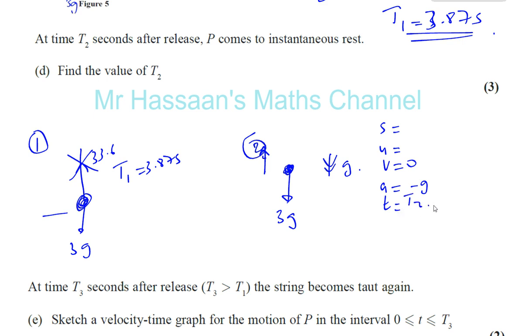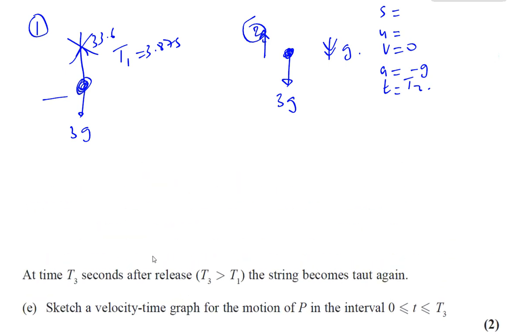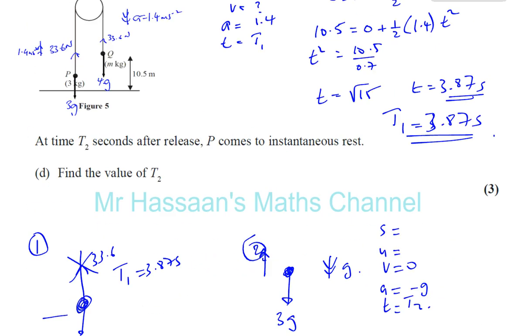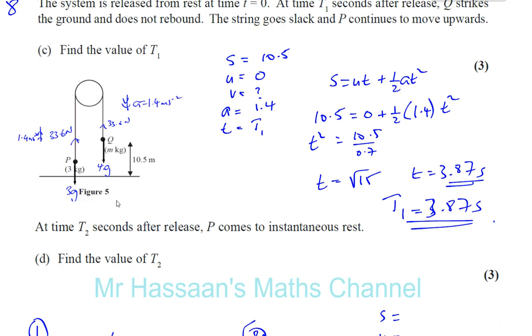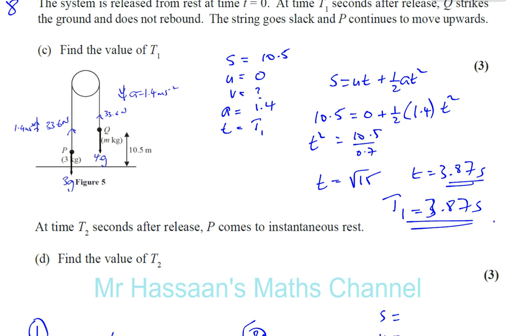This is T2. Alright, so let's deal with this question. What we need to do here is find the speed of Q as it hits the ground, which is equal to the speed of P at the point where the string breaks, so the initial speed of P. If we find what V is from here, we know V is equal to U plus AT.